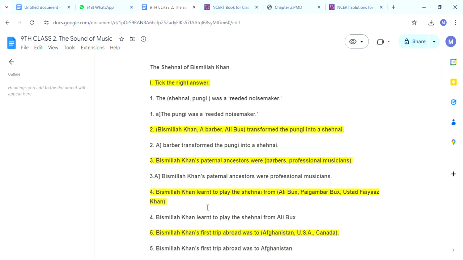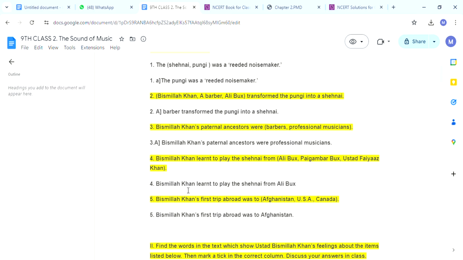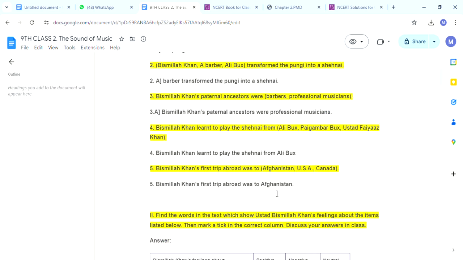Next, fourth one. Bismillah Khan learned to play the Shehnai from dash. Answer: Bismillah Khan learned to play the Shehnai from Ali Bux. Fifth one. Bismillah Khan's first trip abroad was to dash. Answer: Bismillah Khan's first trip abroad was to Afghanistan.